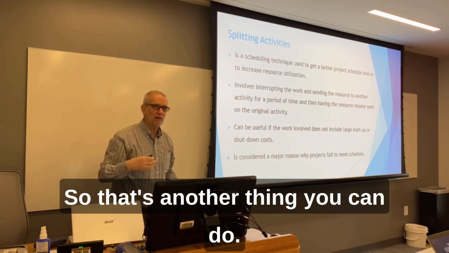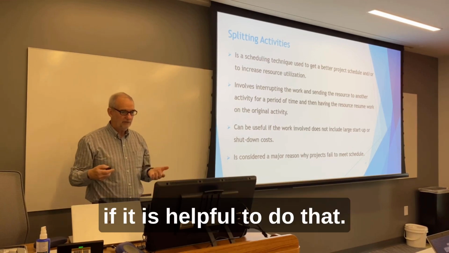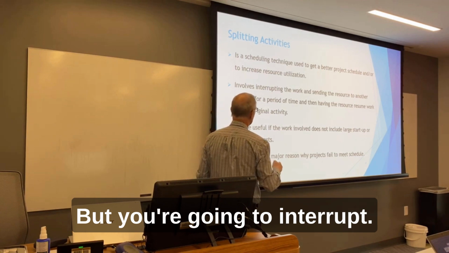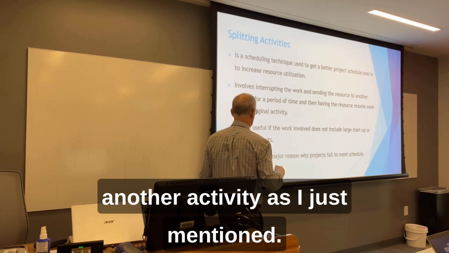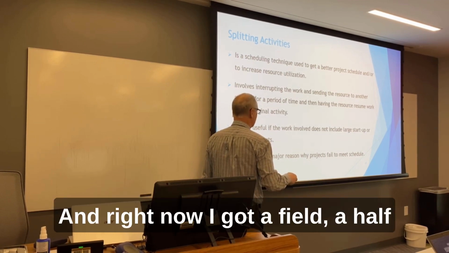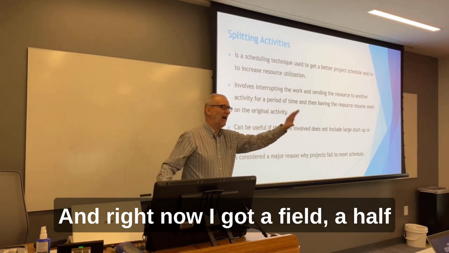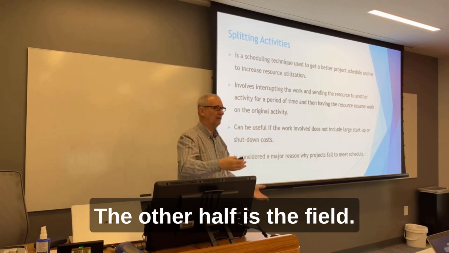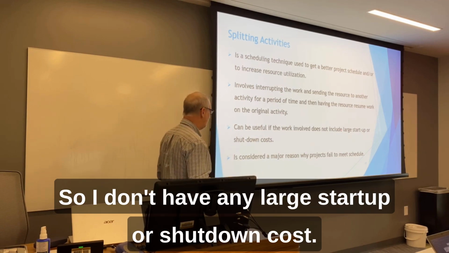So that's another thing you can do. You can divide your task into sections if it is helpful to do that. But you're going to interrupt. You're going to send your resource to another activity, as I just mentioned. And right now, I got a field, half of it has grass, the other half is the field. That's not causing me any problem at all, okay? So I don't have any large startup or shutdown costs.